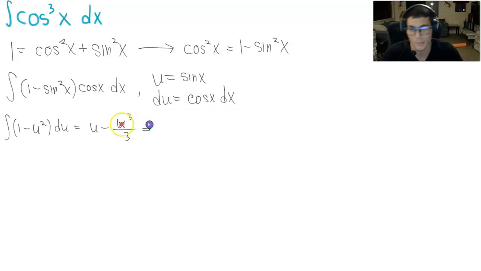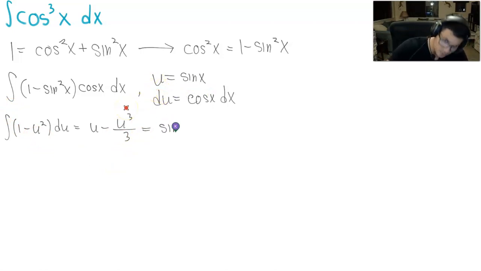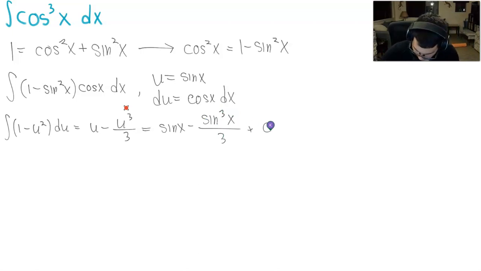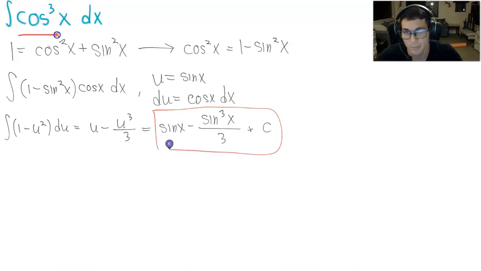And again, if we had bounds, we could convert our bounds, but we don't have bounds because this is an indefinite integral. So let's just convert using this. It's going to be sine x minus sine cubed x divided by 3. And of course there's a plus c, don't forget plus c. And all of this is exactly what cosine cubed x integrated is.